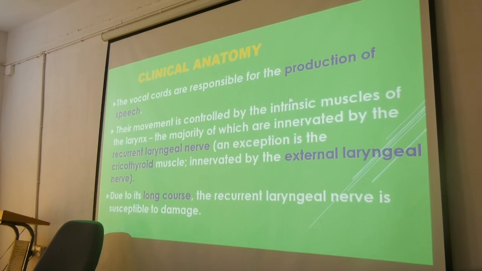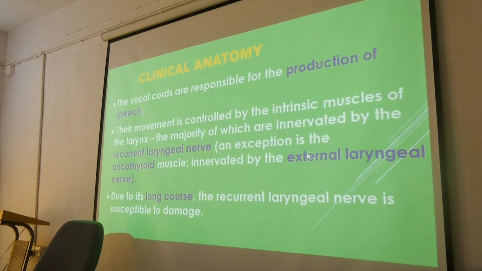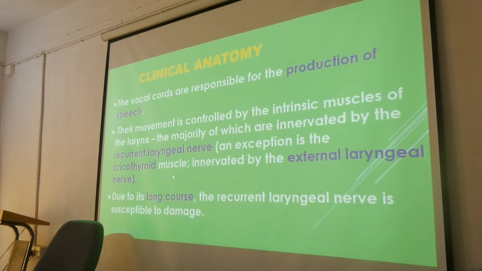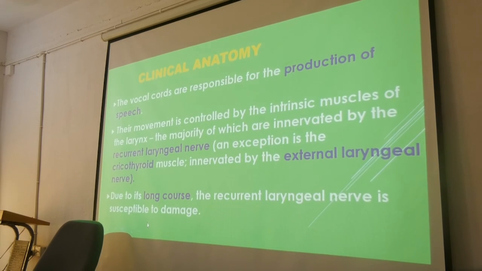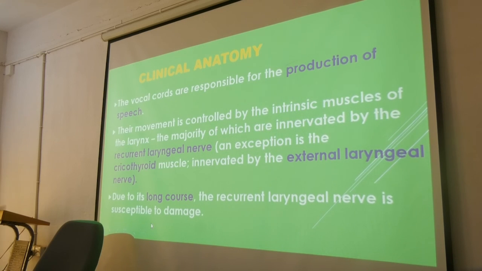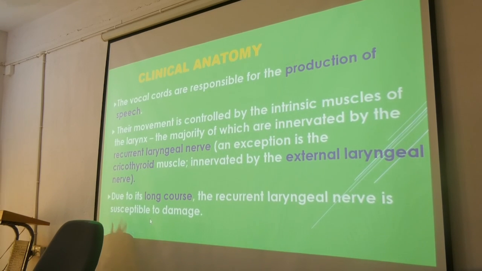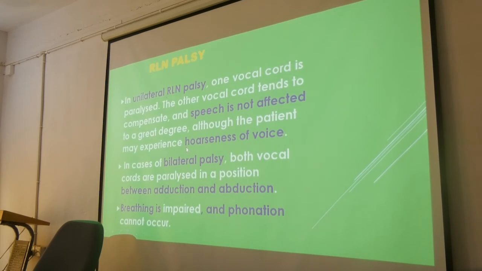Vocal cord is responsible for the production of voice. So if the recurrent laryngeal nerve is paralyzed, what will happen? There will be hoarseness of voice. So why is it paralyzed? I told you it has a long course because it hooks around the right subclavian artery, whereas the left is straight or parallel.